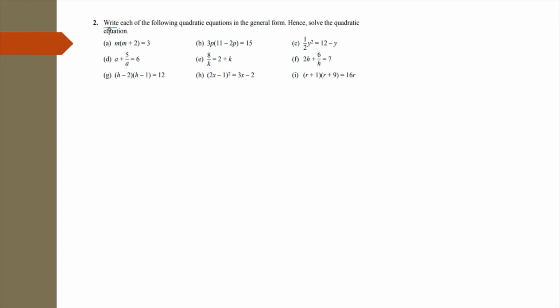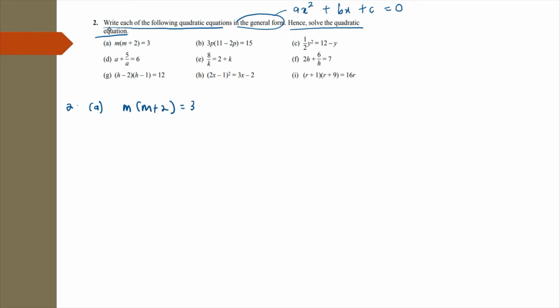To write each of the following quadratic equations in general form. You need to remember the general form. General form is in the form of ax squared plus bx plus c equal to 0. Hence solve the quadratic equation. Okay, let's write 2a: m(m + 2) equal to 3. Okay, we expand: m squared plus 2m minus 3 equal to 0.